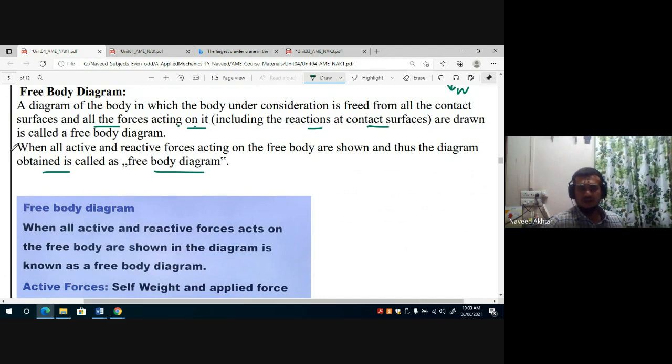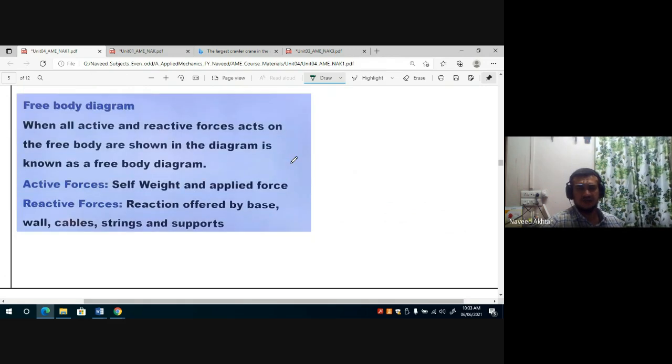When all the active and reactive forces on the free body are shown in the diagram, it is known as a free body diagram. Active forces are the self-weight and applied forces. Reactive forces are the reactions offered by the base, wall, cables, strings and supports. So this is the free body diagram.